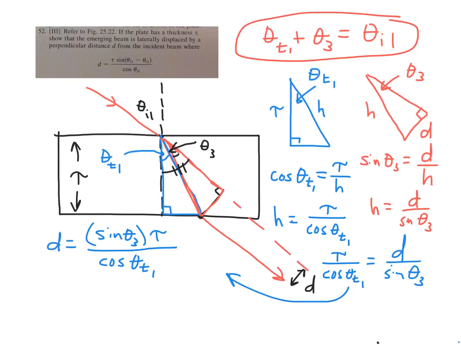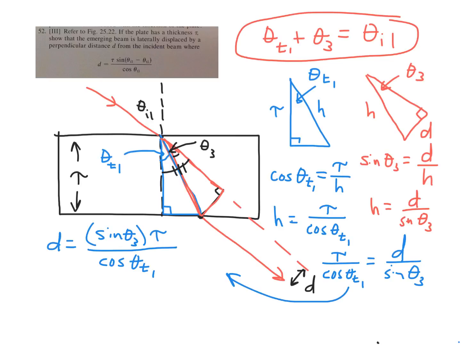The two keys are drawing those two little triangles, and then that relationship right there, that the sum of those two small angles equals the original angle of incidence. You might need to look at the diagram again to convince yourself of that. But that is indeed so: vertical angles are equal to each other, and theta T1 and theta 3 together make an angle that's opposite, called a vertical angle, with theta I sub 1.